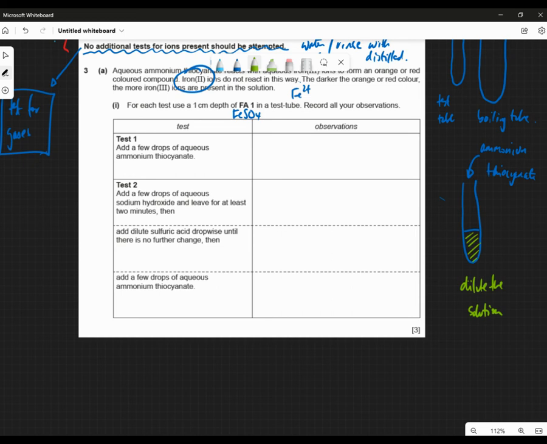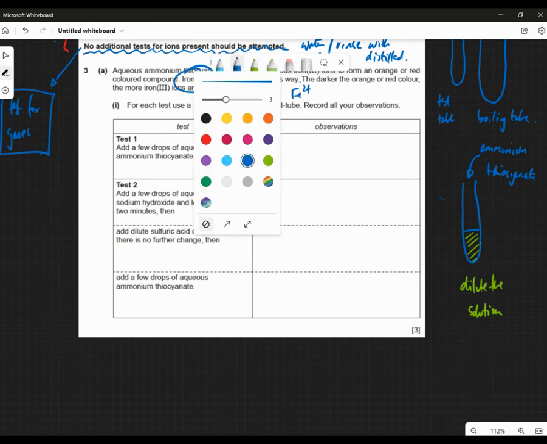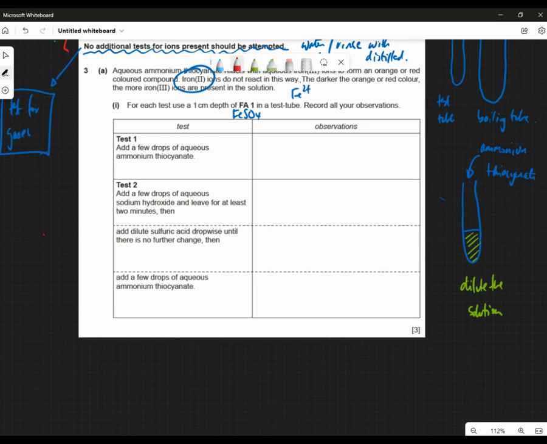Now, I'm looking at the answer scheme here. So what were you expected to say here? Okay, so you were supposed to say no visible change. That's probably the best answer. However, this stuff here, the iron sulfate, had a very pale colour to it anyway.